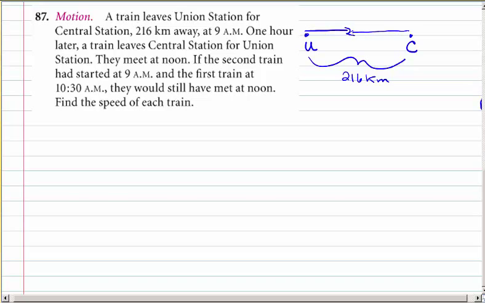So it's similar to the problem we just worked in that we've got two vehicles heading toward each other. So we know the sum of the distances they travel is going to be the total distance between the two entities where they leave, which in this problem is 216. So again, we're using the rate times time equals distance formula.